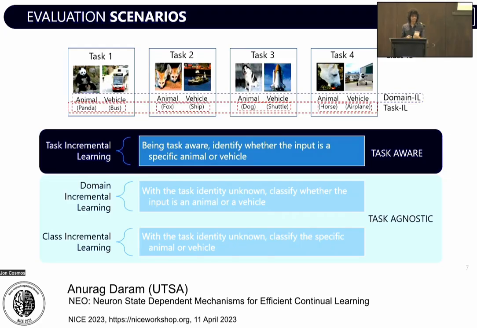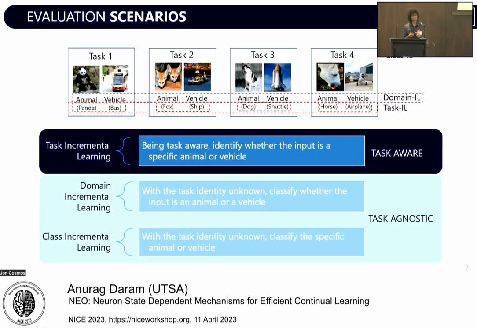And then a much more challenging scenario is the class incremental learning scenario. In this, the task identity is unknown, and at the same time, the model also has to infer the class identity. So it has to determine, given a sample, is it a panda? Is it a bus? Is it a ship? Is it a dog? So these are the 3 different scenarios in which continual learning models are generally evaluated.